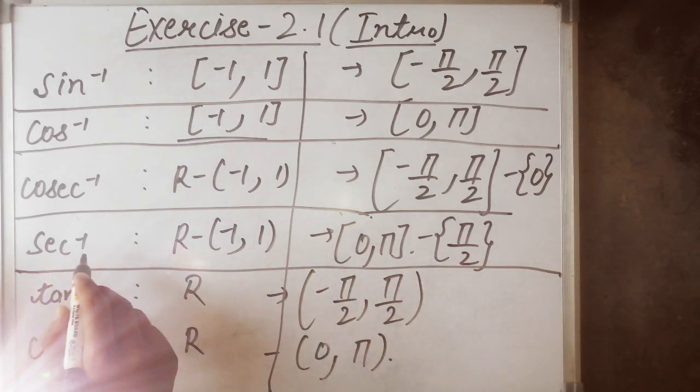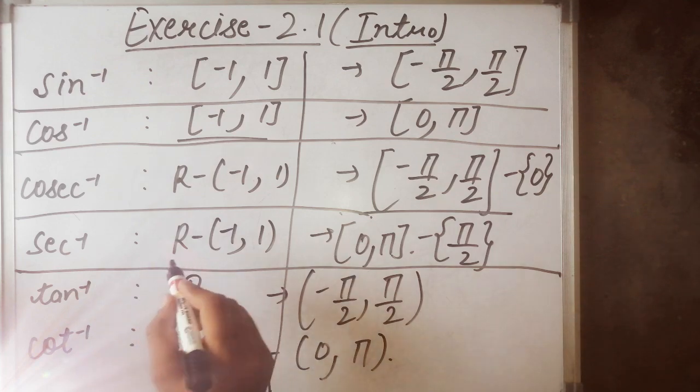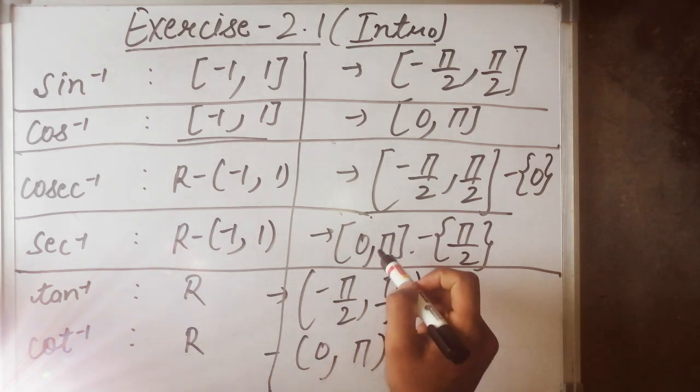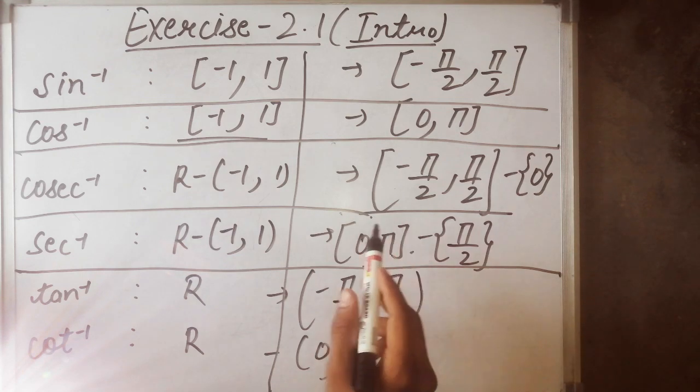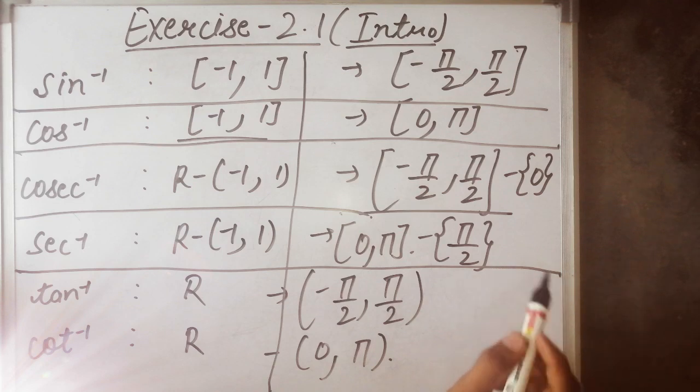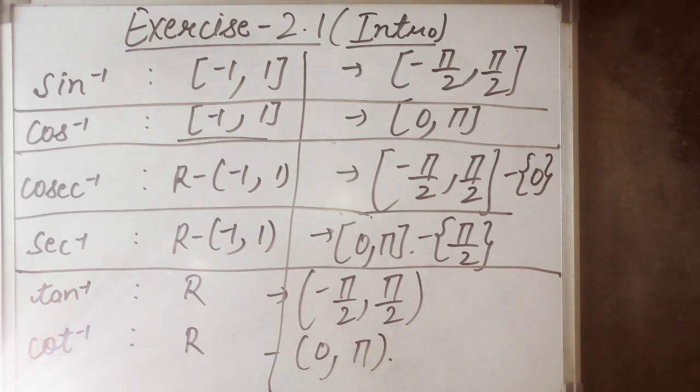Let's talk about secant inverse. Secant inverse domain is real numbers subtracting -1 to 1 and its range is 0 to pi, subtracting pi/2. Okay, tangent inverse domain is real numbers and its range is -pi/2 to pi/2, and cot inverse domain is real numbers and its range is 0 to pi with curly brackets.